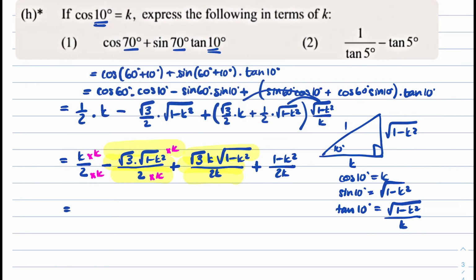So if we look at what we've got left here, we have k squared over 2k plus 1 minus k squared over 2k. Well, if we add k squared and negative k squared, we're left with 0k squared, so we've got 1 over 2k, which is the answer.